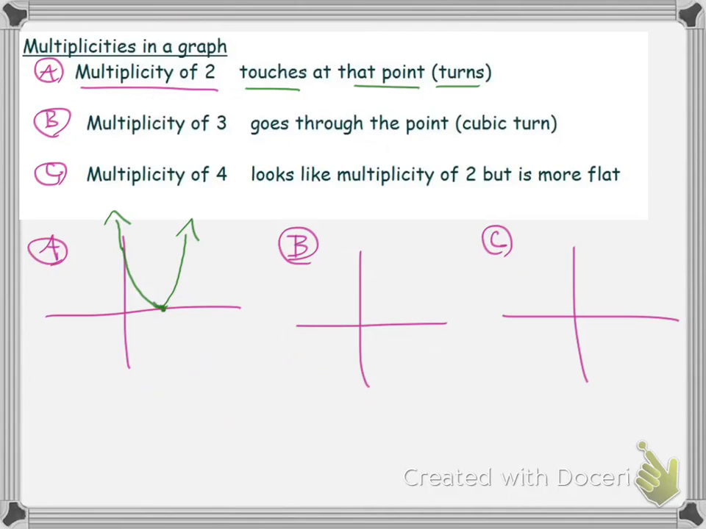A multiplicity of 3 goes through the point, but it kind of has that cubic turn. So what happens is it will make that turn right at the point, and what that means is there's a multiplicity of 3 at that 0. And the multiplicity of 4 looks very similar to this one here, except it's going to be a little bit more flat.